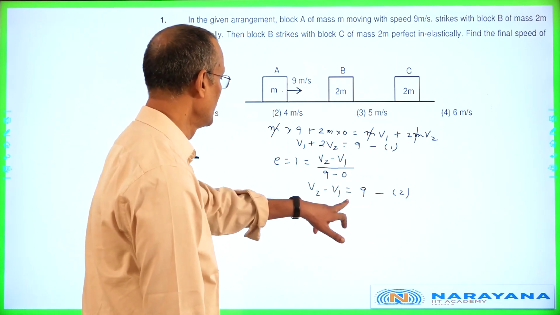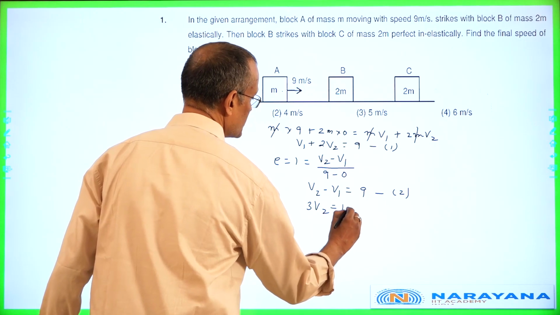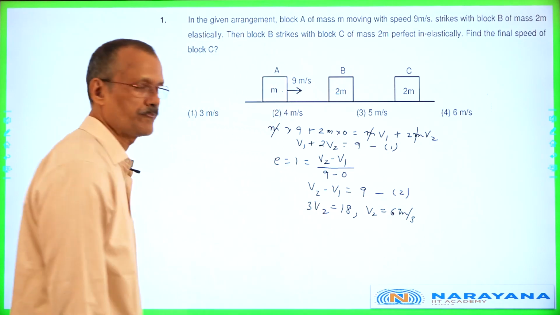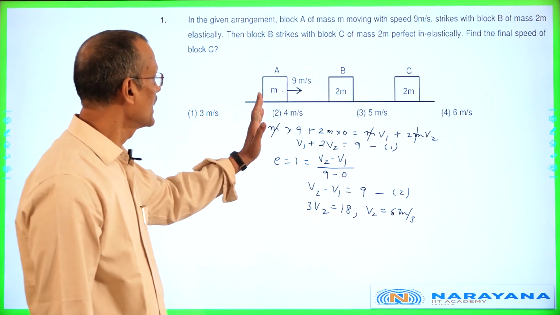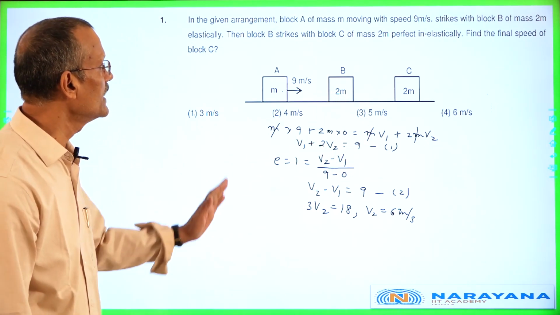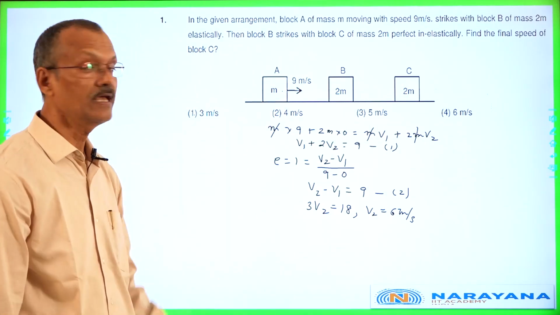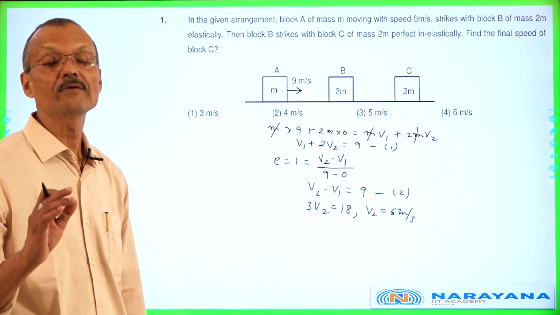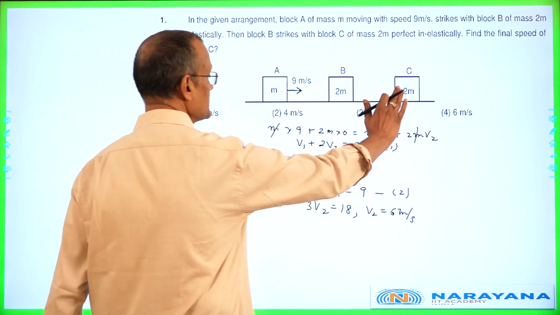Add these two, v1 will be cancelled, you get 3 v2 equal to 18, so v2 equal to 6 meter per second. We are interested mainly in the velocity of B. So when A strikes B, B will move with velocity 6 meter per second and it will be colliding with body C. Body C has mass 2m and the collision is perfectly inelastic. In an inelastic collision, both bodies will stick together and move. At present C is at rest.